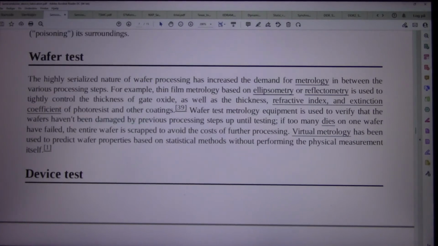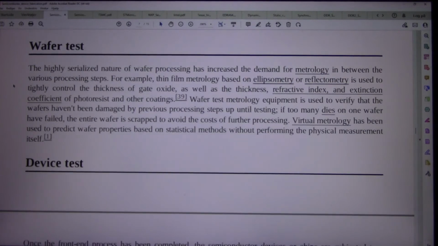The nature of wafer processing has increased the demand for metrology in between the various processing steps. For example, thin film metrology based on ellipsometry or reflectometry is used to tightly control the thickness of gate oxide, as well as the thickness, refractive index, and extinction coefficient of photoresist and other coatings.